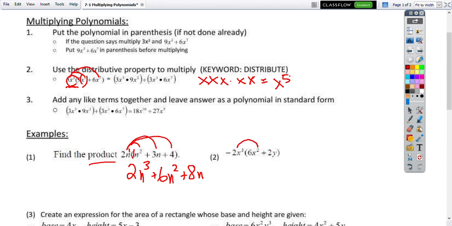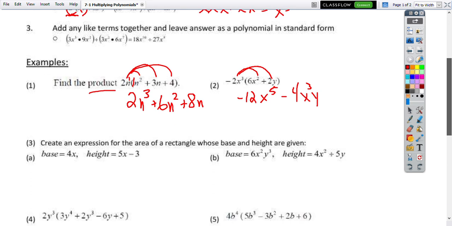All right, if we do the same thing here, kind of rainbow it in, so negative 2 times 6 is negative 12, and then x cubed times x squared, we add the exponents, it becomes x to the fifth, okay? And then it's negative 2 times 2, which is minus 4, and then it's x cubed times y. So when we put these together, we have x cubed first, and we multiply times y, we just put y in the line there, and that becomes our new polynomial, so that's our answer.